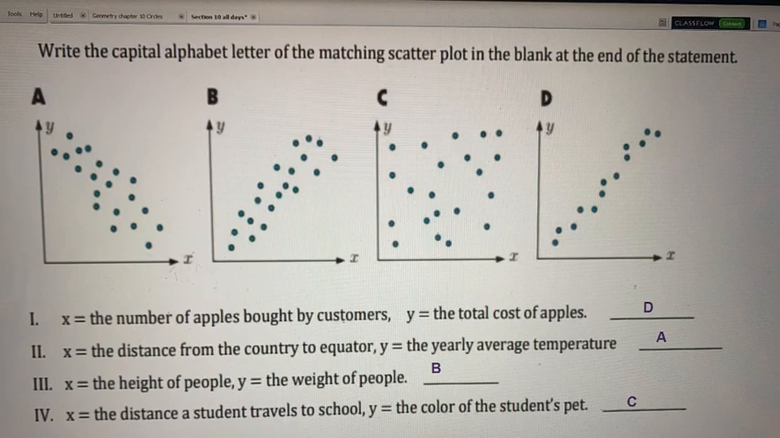The distance a country is to an equator means that the closer I get to the equator, the hotter it's going to be. That means the temperature is going to be higher. And the further away I get from the equator, then the colder it's going to be and the lower my temperature is going to be. That must be A. As people get taller, I'm assuming that they're going to start weighing more. So that has to be B. And there is no correlation whatsoever in the distance I go to school and the color of my pet, meaning it has to be C.